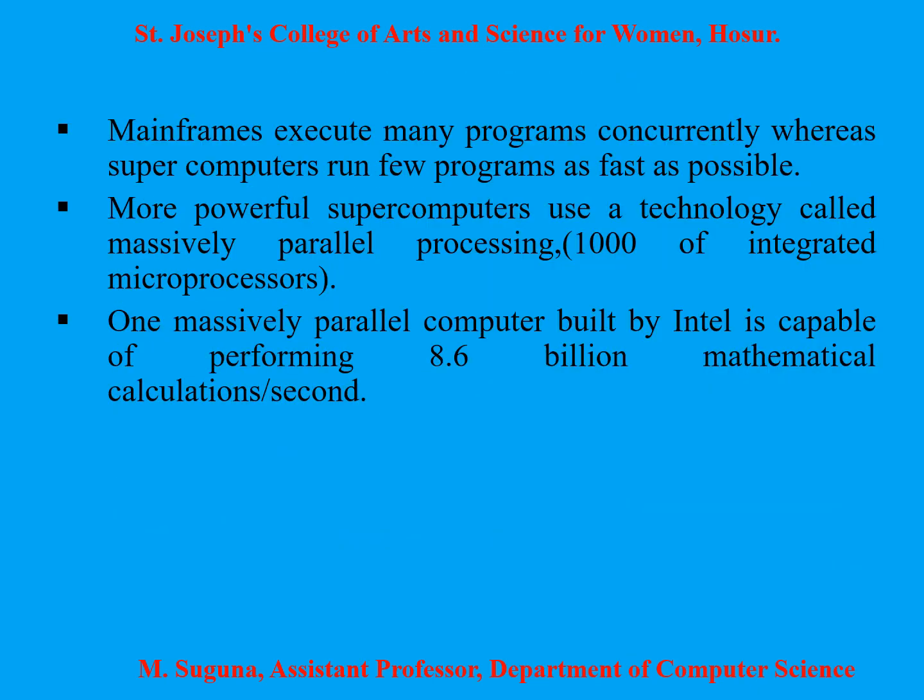Mainframes execute many programs concurrently, whereas supercomputers run few programs as fast as possible. More powerful supercomputers use a technology called massively parallel processing, that is, thousands of integrated microprocessors. One massively parallel computer built by Intel is capable of performing 8.6 billion mathematical calculations per second.